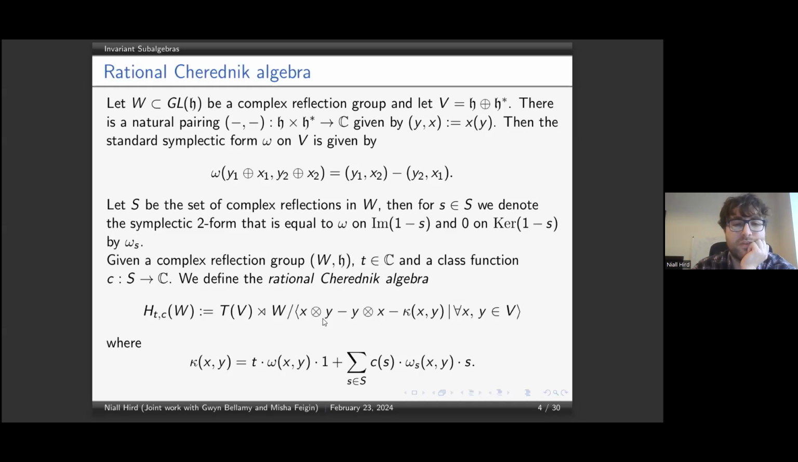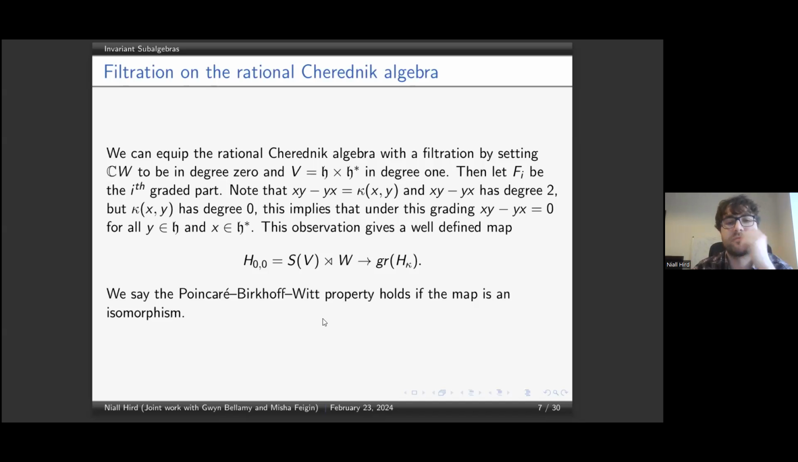Now go back a couple of slides. This kappa term just becomes 0. So it's the same thing as saying that x and y commute. Right. And we say that the Poincare-Birkhoff-Witt property holds if this map given here is an isomorphism.